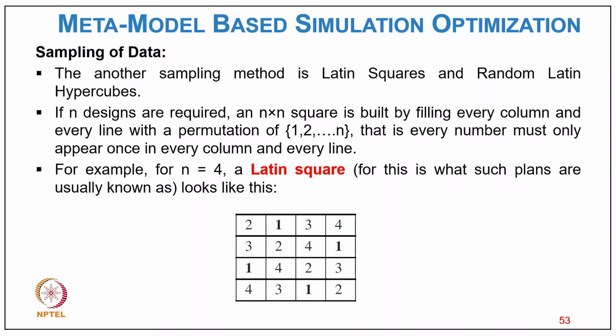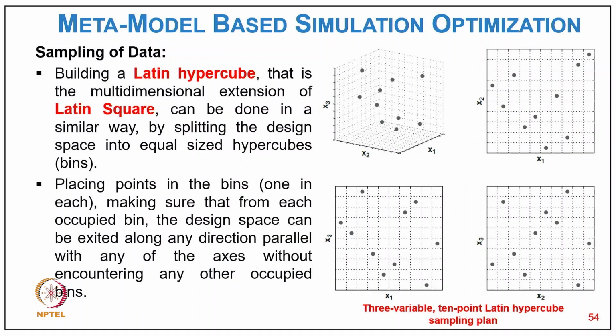If n designs are required, an n by n square is built by filling every column and every line with a permutation of 1 to n, that is, every number must appear only once in every column and every line. For example, for n equal to 4, such plans, usually known as a Latin square, look like this in the matrix: 2 1 3 4, similarly 3 2 4 1, 1 4 2 3, and 4 3 1 2.